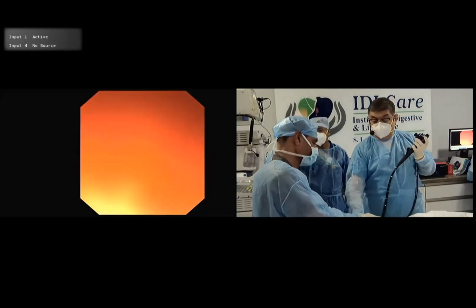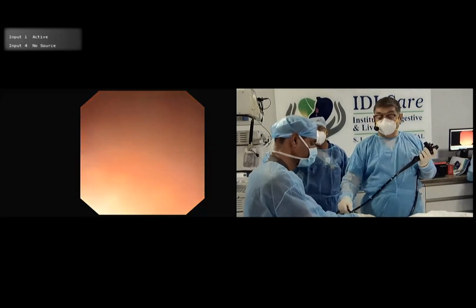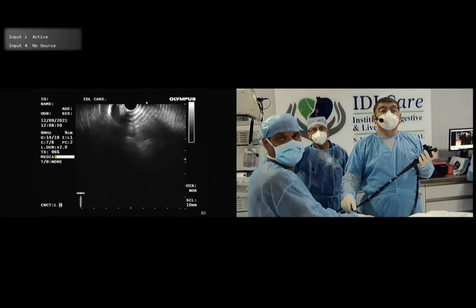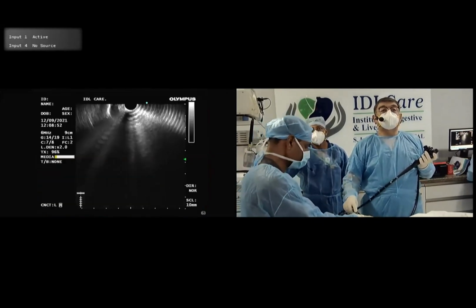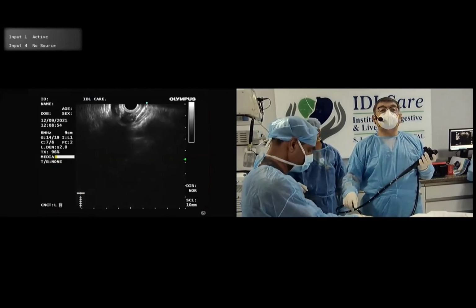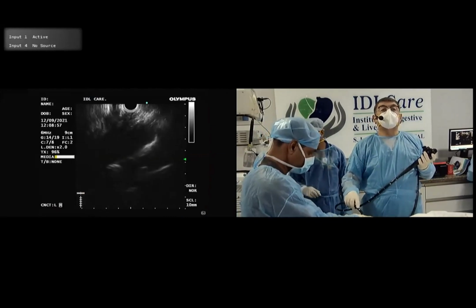So we are in the esophagus. Can we see the EUS, please? Can you see the EUS pictures? You see a lot of air here. So continuously use suction. You will have certain suction artifacts.